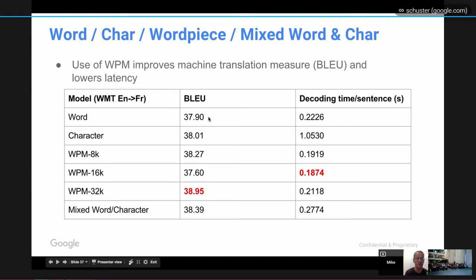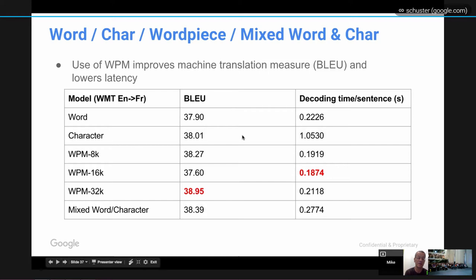What is interesting here is that the problem with characters is that you have a very small softmax, but you have much, much longer input and output sequences. That means training and getting to a good local minimum takes a lot longer. In fact, we never got better results with this, probably because of training problems.